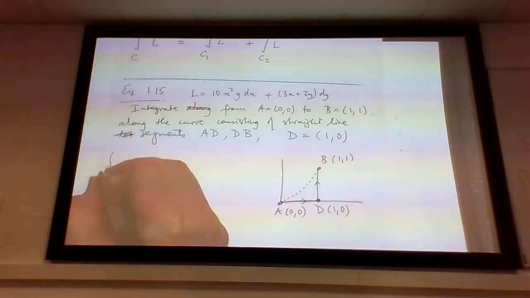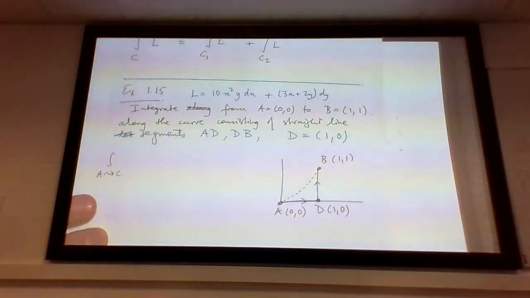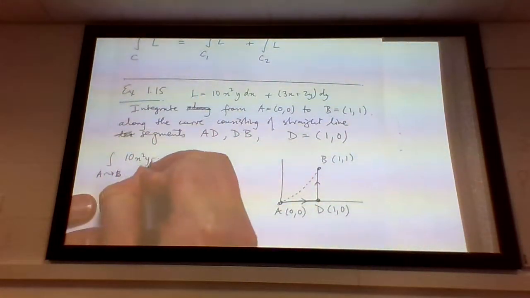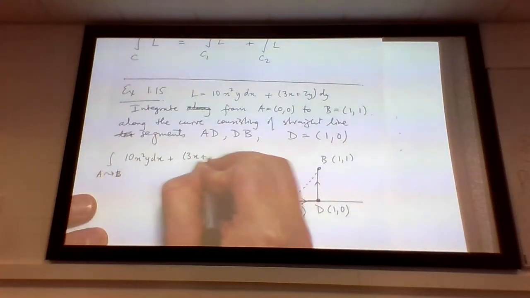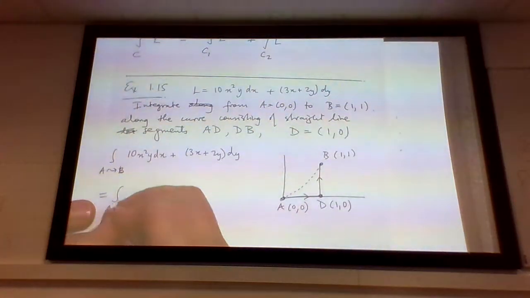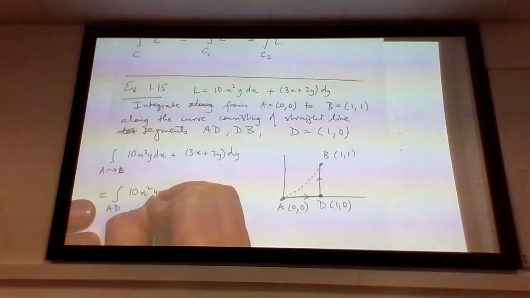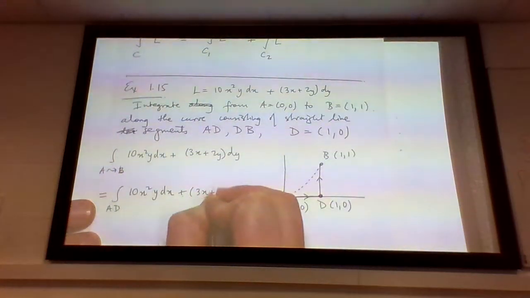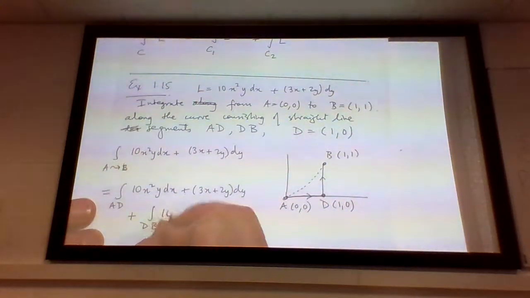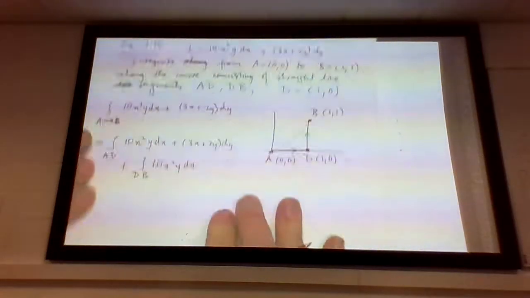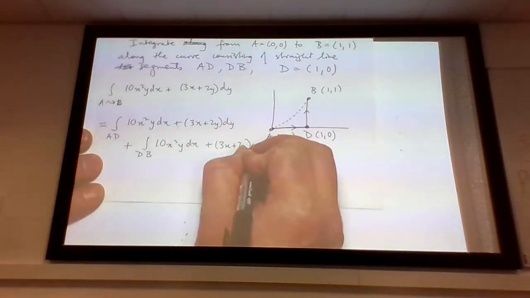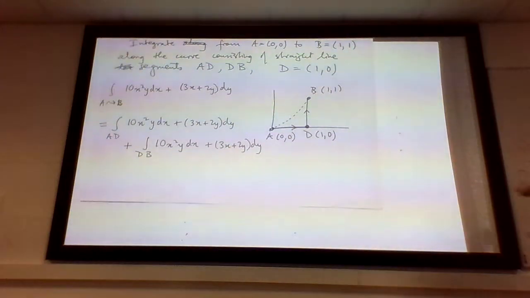So the integral from A all the way to B of this linear differential form, 10x squared y dx plus 3x plus 2y dy, it's natural to split it up into the bit from A to D plus the bit from D to B, and evaluate each one separately.